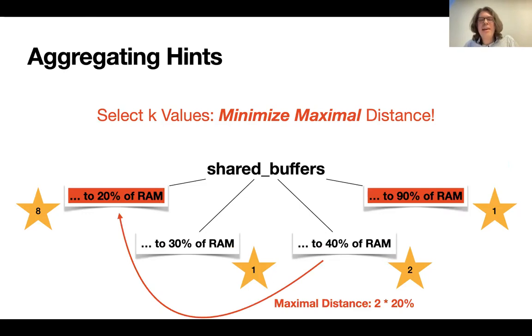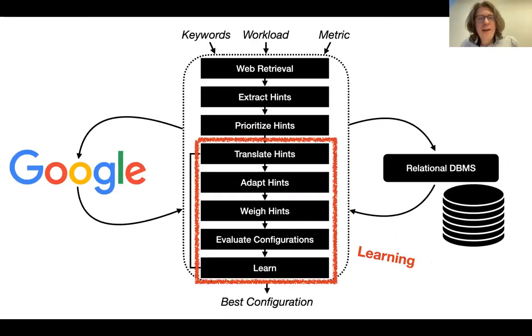On the other side, if we select those two values over here, then our coverage is better because the maximum distance appears for the recommendation of 40% of RAM, which has a distance of 20% to the nearest recommendation. The associated weight is only 2. So here we have a significantly better coverage of all the recommended values. So this is the learning phase. We keep iterating until the user-defined time limit on optimization time runs out.